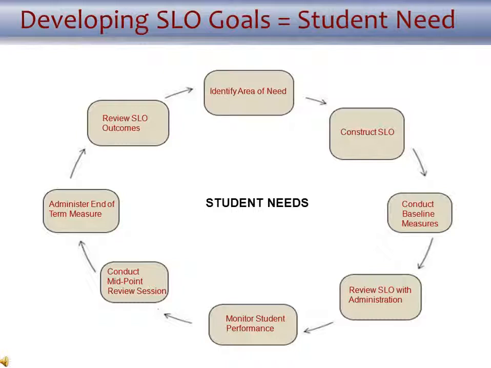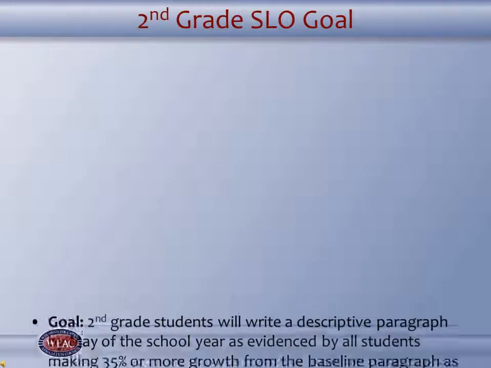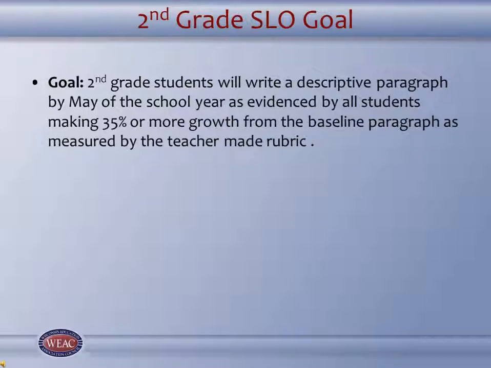Monitoring and collecting evidence of student growth will be visible signs of your contribution to improving the quality of instruction your students receive. All SLO goals will be contextual and may differ from school to school and even class to class. But here's one example. This is an SLO goal for second grade writing. The goal: second grade students will write a descriptive paragraph by May of the school year as evidenced by all students making 35% or more growth from the baseline paragraph as measured by teacher-made rubrics.